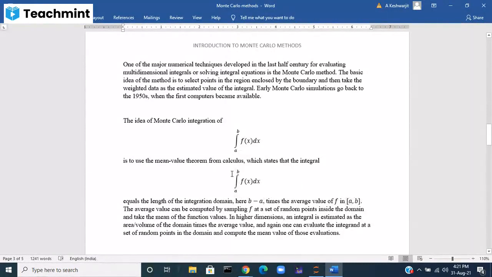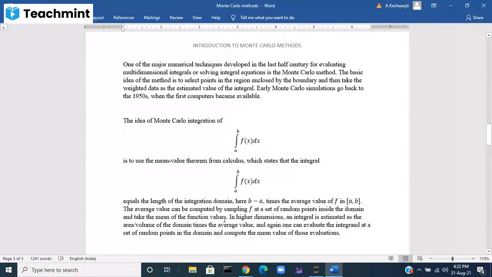Mean value theorem for integration: if you want to calculate the value of this integral, we find the length of the integration domain, which is nothing but the upper limit minus the lower limit, that is b minus a. Then we multiply this length by the average value of the function in this domain a to b. The average value can be computed by sampling f at a set of random points inside the domain and taking the mean of the function values.